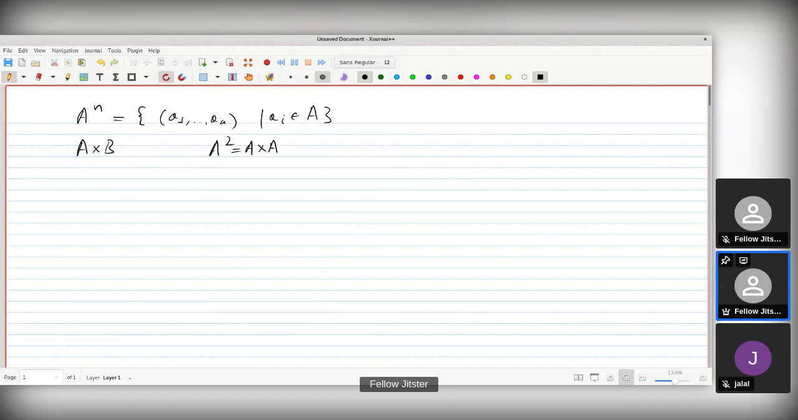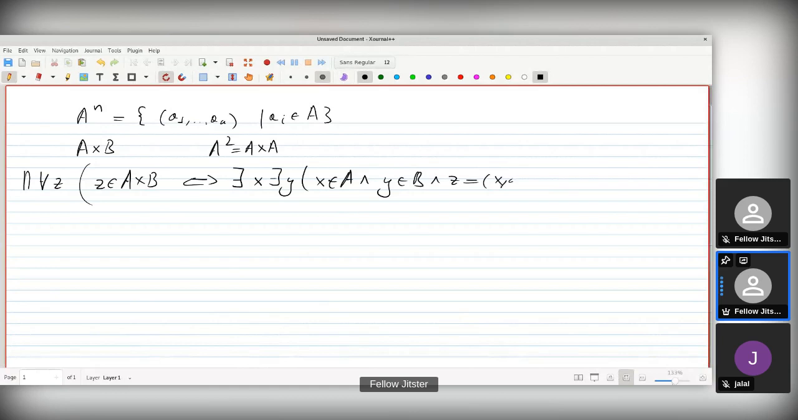Let's recall that z is an element of such a product A times B if and only if there exist x and y, x from A and y from B, such that z is the ordered pair of these two elements. So the product of A and B is the set of all ordered pairs of elements from A and B. It is much like coordinates.